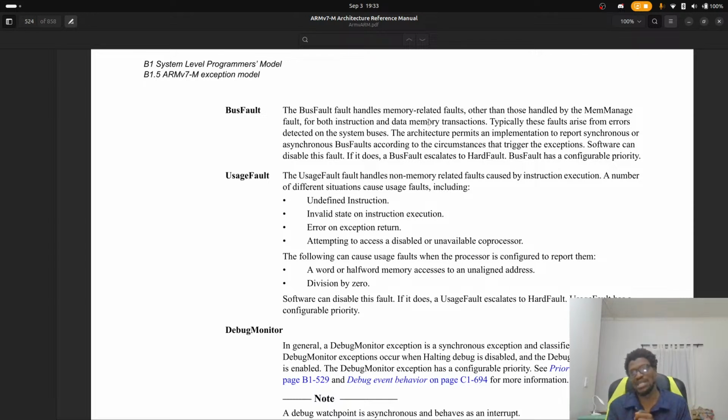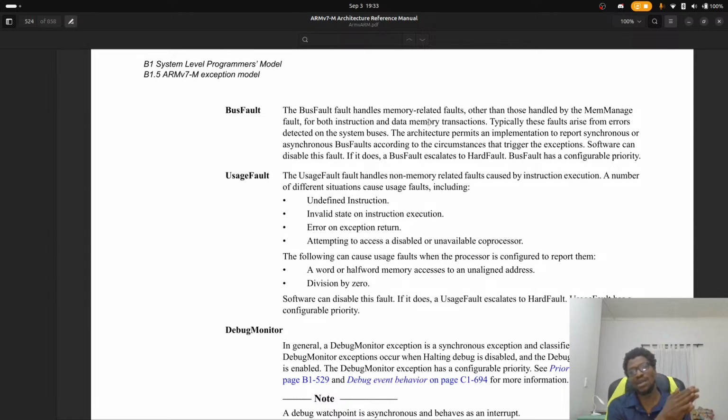Error on exception return. So you return from an exception, you get an error, usage fault. And then attempt to access a disabled or unavailable coprocessor. You are trying to use floating point units, and you don't have floating point units. Boom. You're trying to use a cryptographic engine. You don't have a cryptographic engine. Boom, something of the sort. Okay.